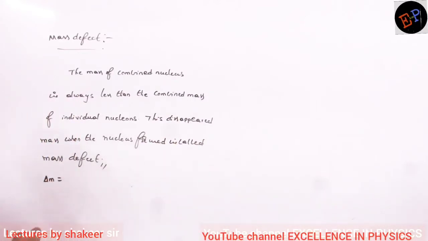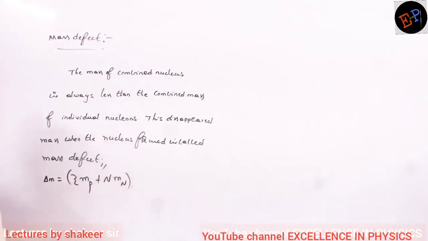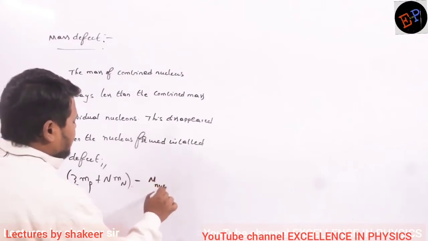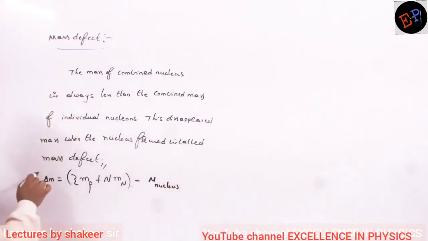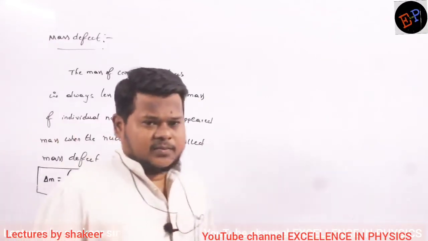Delta M can be written as Z into mass of proton plus N into mass of neutron, if you add both of them individually, minus the total mass of the nucleus. If I take that, then always there will be some difference. That difference is nothing but mass defect. Are you able to understand?